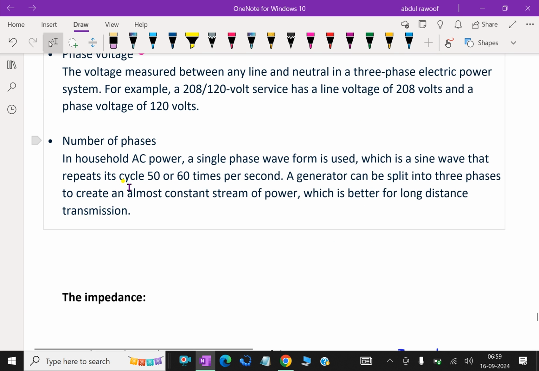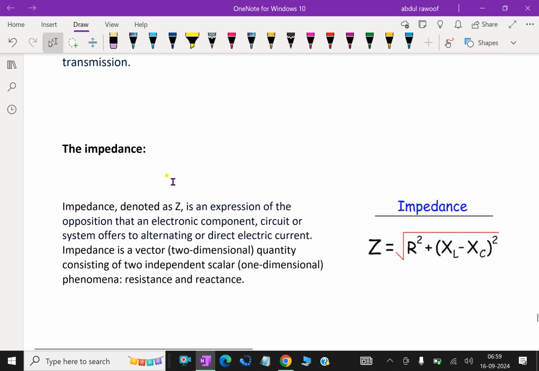Number of phases. In household AC power, a single phase waveform is used, which is a sine wave that repeats its cycle 50 or 60 times per second. A generator can be split into three phases to create an almost constant stream of power, which is better for long distance transmission.